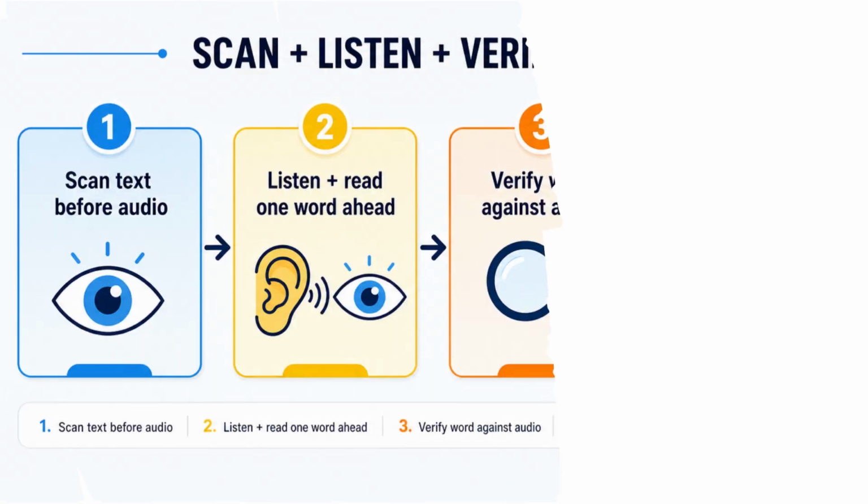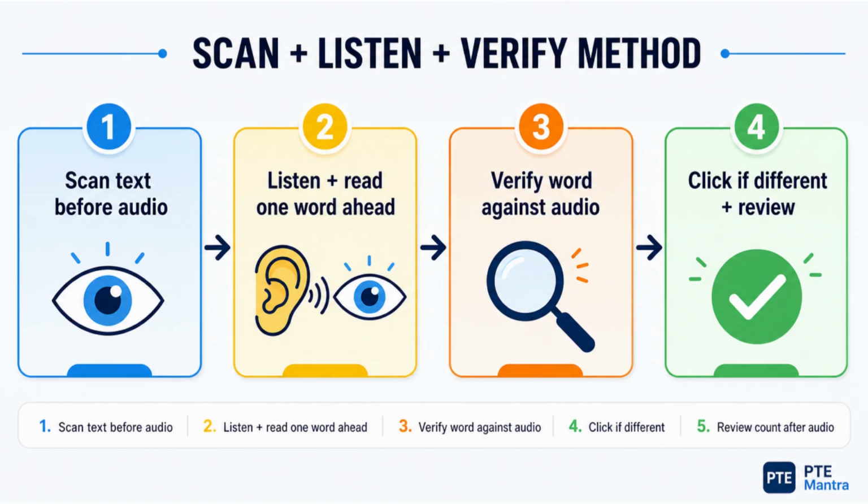The scan plus listen plus verify method is the most reliable PTE Mantra technique for HIW. Here is how it works. Step 1. Before the audio starts, quickly scan the text. Look for words that might be tricky. Step 2. While listening, read one word ahead. When you hear a word, verify it against the text. Step 3. If the word matches, move on. If the word differs, click it immediately.